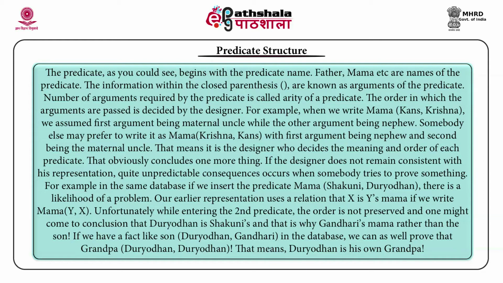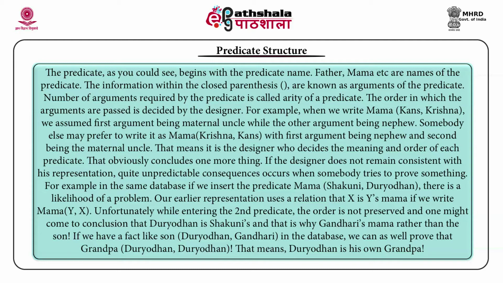For example, one very interesting example that I have quoted in the write up is Mama Kans Krishna and Mama Krishna Kans. These 2 are different. Okay. Because if you say that the first one is a nephew and the second one is mama, obviously if you change the order, the problem could be that if you write Mama Shakuni Duryodhan and actually you should have written Mama Duryodhan Shakuni, then Duryodhan becomes mama of Shakuni. What does that mean? He is also mama of his own mother, and if somewhere you have information like son Duryodhan Gandhari and you also prove that Duryodhan is Gandhari's mama, what you will get out of it is that Duryodhan is his own grandpa. Okay.